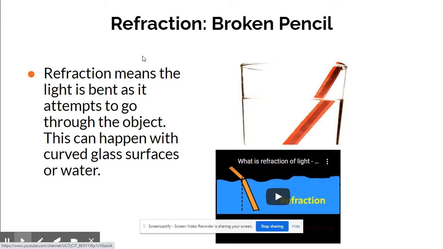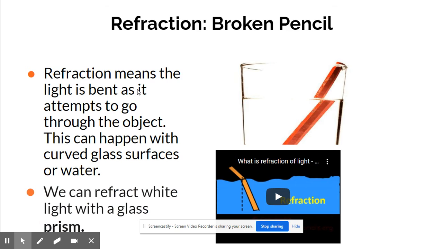This can happen with either a curved glass or surface of water. Glasses, a magnifying lens, a hand lens would all demonstrate refraction. So again, there's a video clip that you can watch at your own time or your teacher will show to demonstrate refraction. We can also refract white light with a glass. If you ever used a prism, the white light is refracted and it turns into Roy G. Biv.